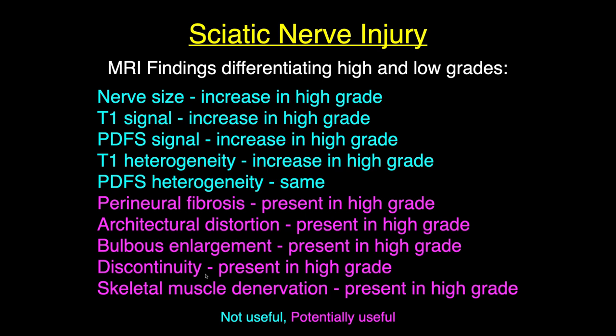What is more useful statistically in differentiating the two is if you see perineural fibrosis, that's more likely to be present in a high grade lesion. If you see architectural distortion, it's in high grade lesions. If you see bulbous enlargement at the end, that's typically in a full thickness tear or near full thickness tear, and that's present in high grade lesions. Obvious discontinuity, and then if you see muscle denervation, that typically is in a high grade lesion. So just these signal changes don't really help you determine whether it should be surgical or not. But these changes can be helpful. And now there's more and more data showing that diffusion tensor imaging may be helpful, but that's really a work in progress still.